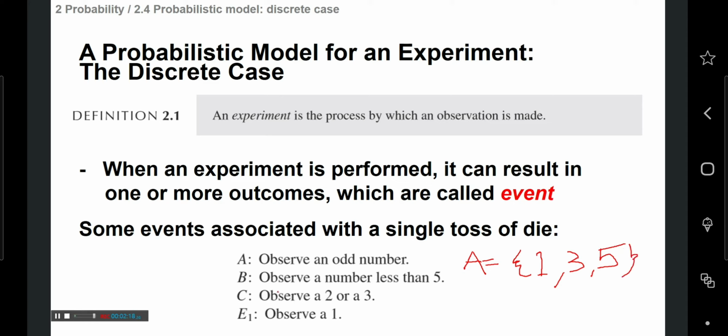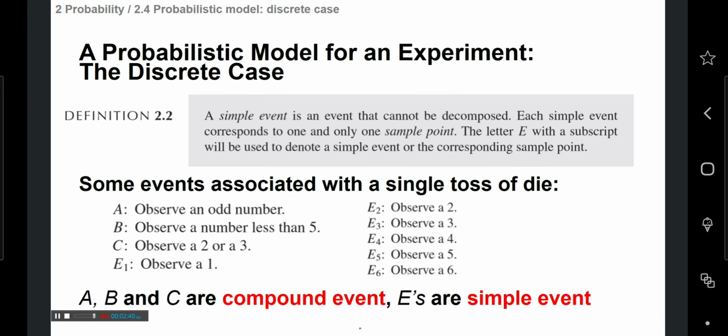Set B, observe a number less than 5, has elements 1, 2, 3, and 4. Observe a 2 or a 3: set C has elements 2 and 3. And E1 has only one element, 1. These are events. And definition 2.2 talks about a simple event.